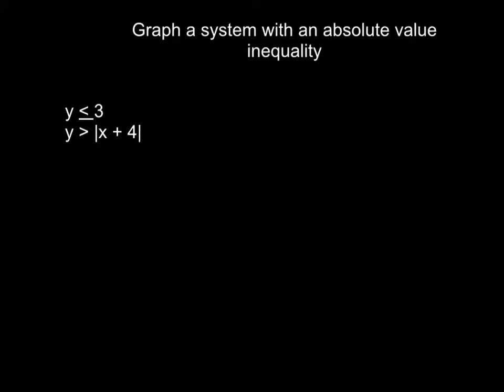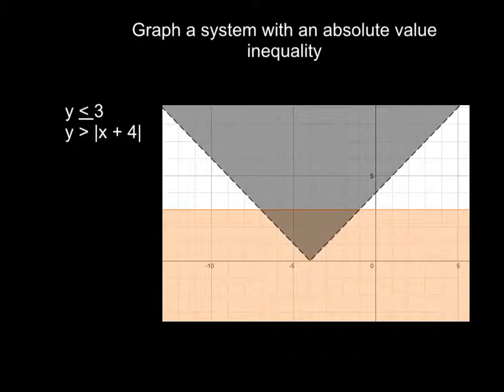This will look something like this graph here, in which y is less than or equal to 3 is this area shaded in orange, and y is greater than the absolute value of x plus 4 is this area here. And you may recognize the V shape as our absolute value, and therefore they share this area for their solutions.